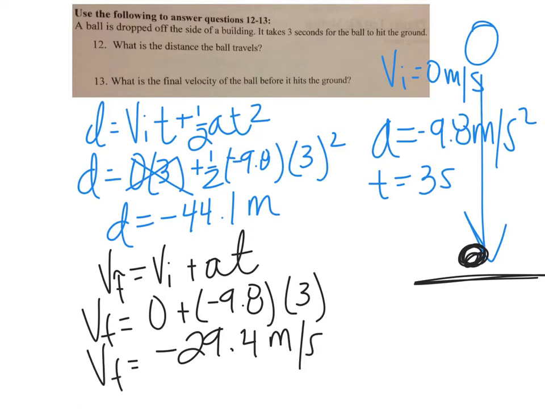So the ball is traveling at a speed of negative 29.4 meters per second right before it hits the ground. And again, that negative is telling you which way it's going, so we've assigned that downward direction a negative number. So the ball is speeding up from a 0 to a speed of 29.4. That negative is telling you that it's going down.